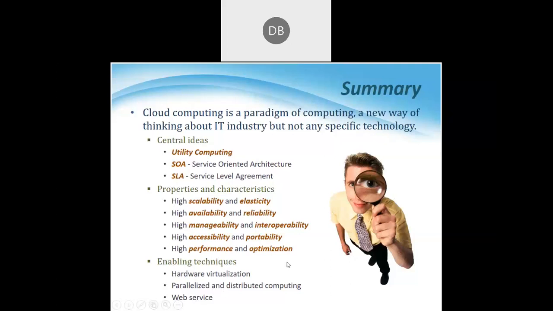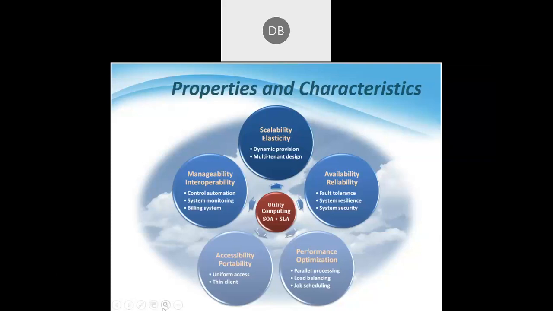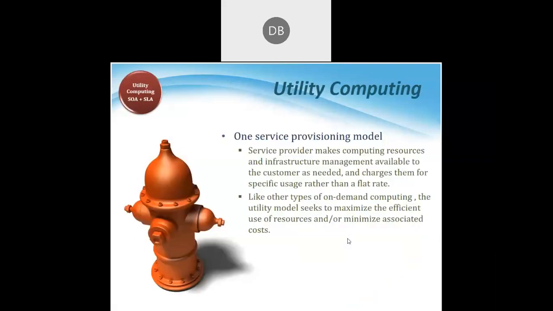Then, cloud computing is based on service oriented architecture. The architecture of cloud computing is basically related to how services can be provided to the end user. And we have already gone through the service level agreement, SLA. So these are the properties. Cloud computing has high scalability and elasticity, high availability and reliability, high manageability and interoperability, high accessibility and portability, high performance and optimization. Cloud computing enabling techniques: cloud computing can be implemented with the help of hardware virtualization, parallelized and distributed systems, and web services.